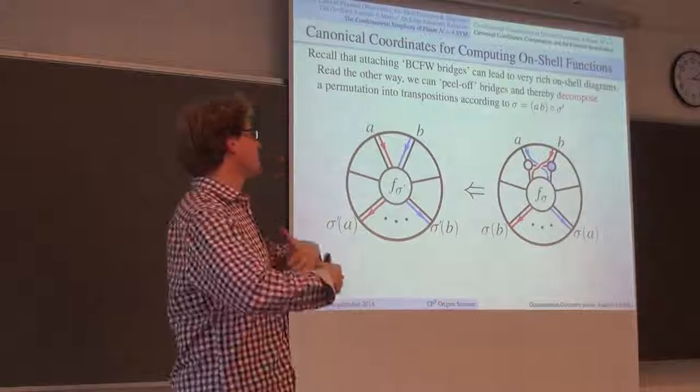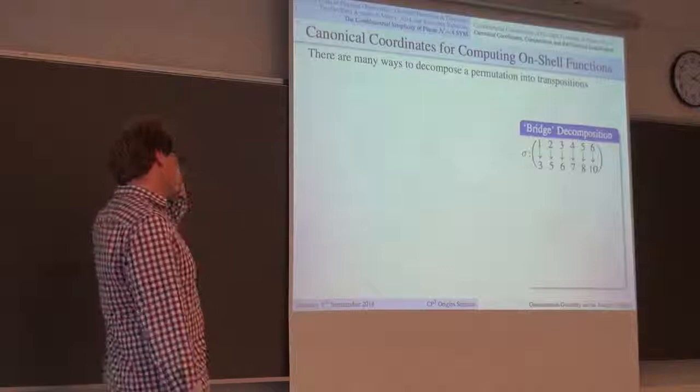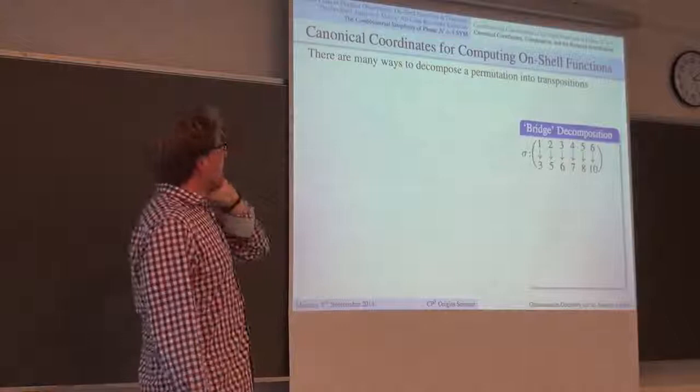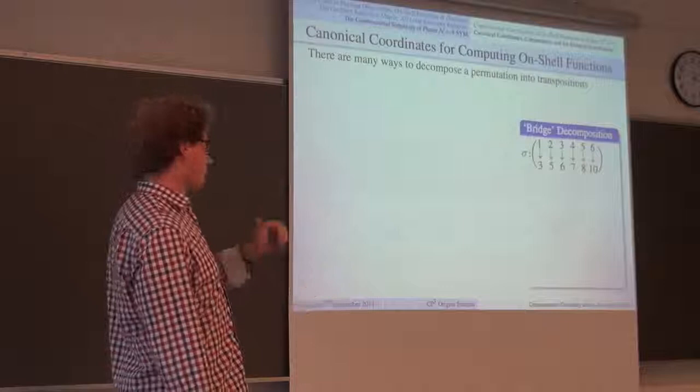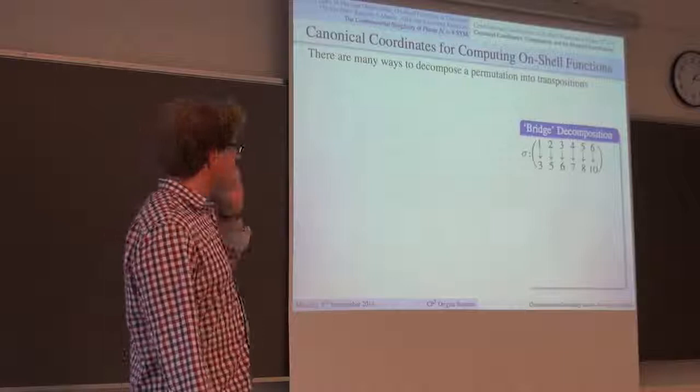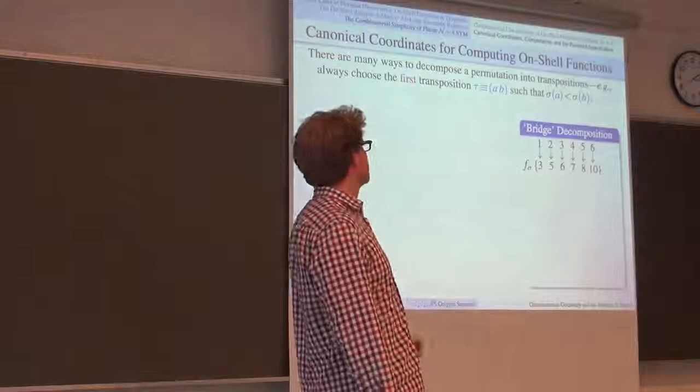And just to make that concrete, let's just look at one example. So this is the permutation labeling that diagram we had a moment ago. And any way of decomposing it into adjacent transpositions gives you a representative graph and a representative function. You know, it gives you a representation of the function. But just to be concrete, let's choose to always peel off the first transposition where the images are ordered.